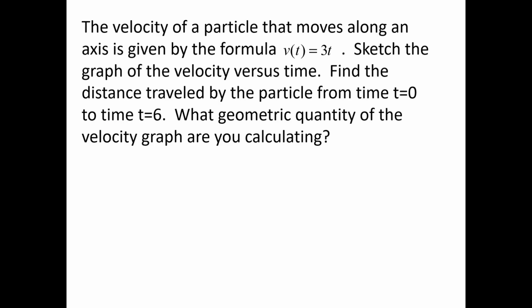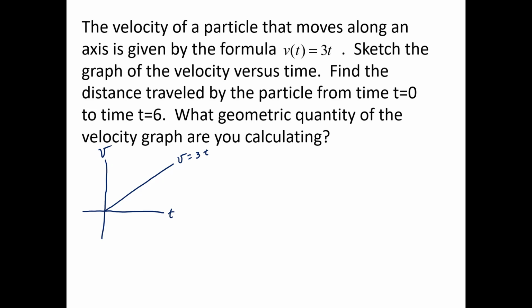The velocity of a particle that moves along an axis is given by the formula v of t equals 3t. Sketch the graph of the velocity versus the time. Find the distance traveled by the particle from time t equals 0 to time t equals 6. What geometric quantity of the velocity graph are you calculating? Okay, so again, we are not given the position, we are given the velocity. The difference here from the previous problem is that the velocity is not constant. So the velocity is this line, v of t is equal to 3t.